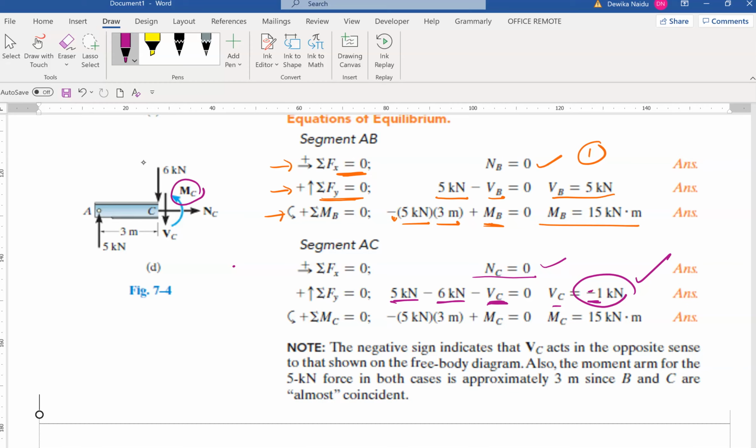Mc is anti-clockwise, so that's why it is positive, and we are taking moment at point C. So we have 5 multiplied by 3, and 6 is at C, so 6 multiplied by 0. That's the reason why there's nothing here. So we get Mc as 15 kilonewton meter. So we have done this part of the question.